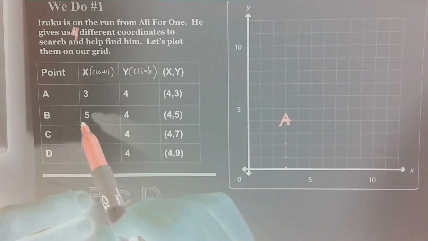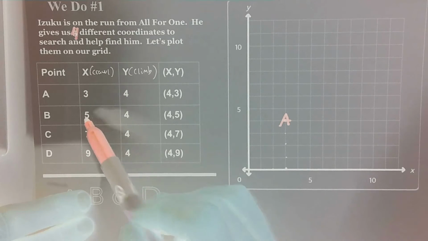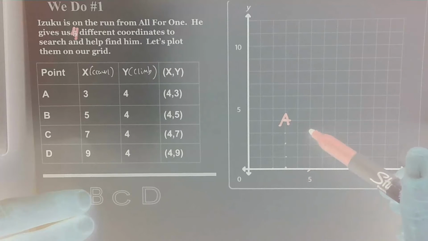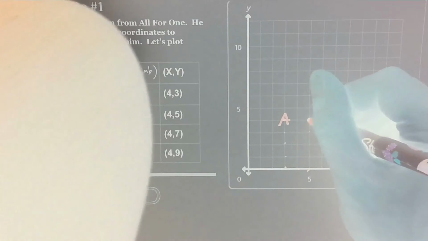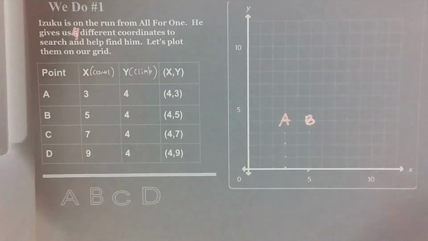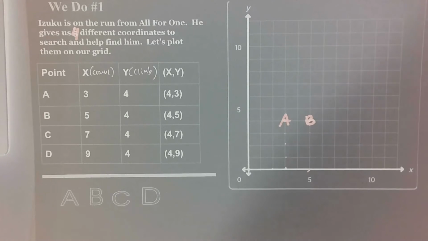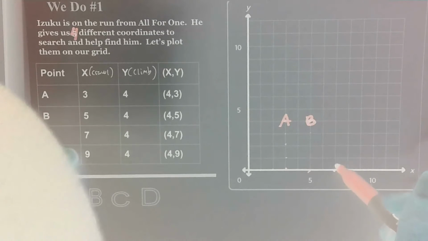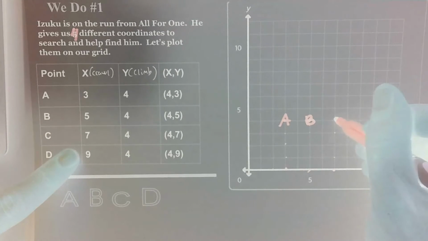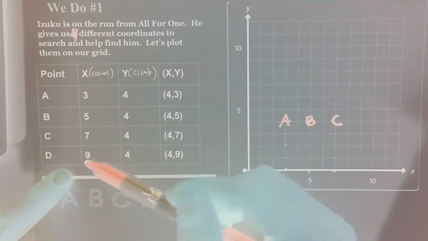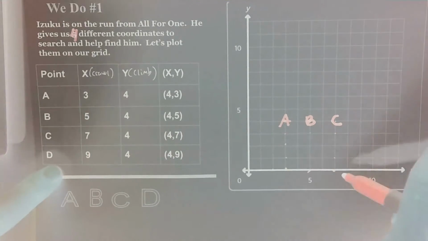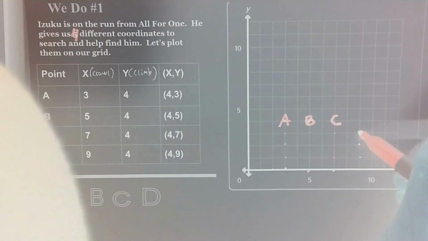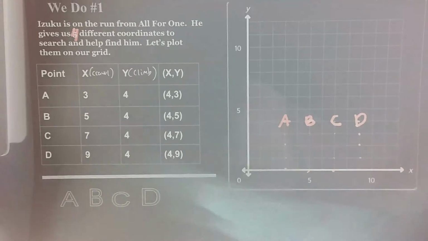For point B, I have a crawl of 5 and a climb of 1, 2, 3, 4. Point B, right there. For C, I have a crawl of 7, 5, 6, 7, and a climb of, again, 1, 2, 3, 4. You can see our climb is the same for each of these. Point D, our crawl is 9, 5, 6, 7, 8, 9, and our climb is 1, 2, 3, 4. Point D.